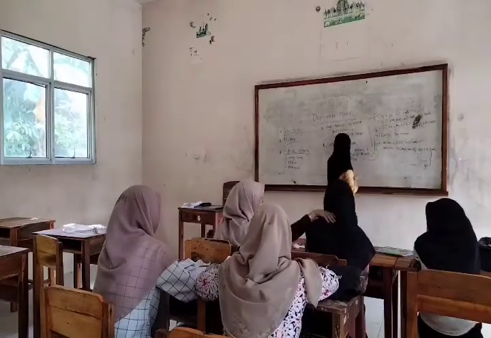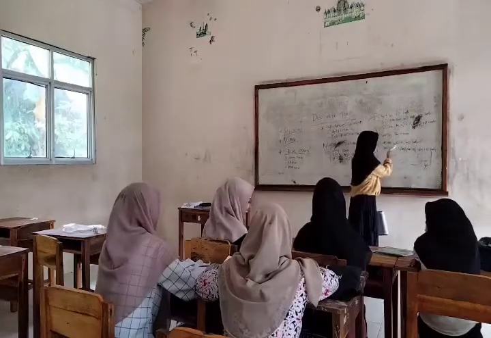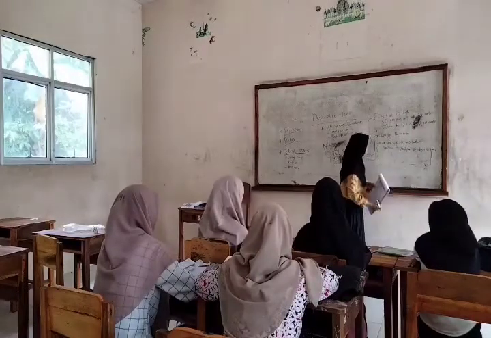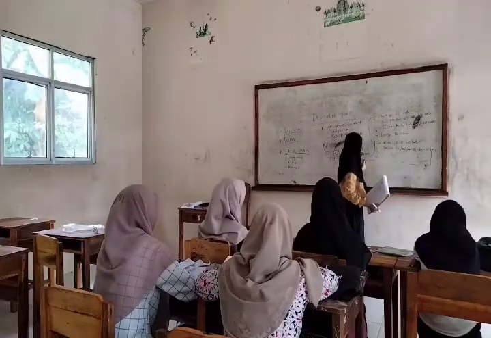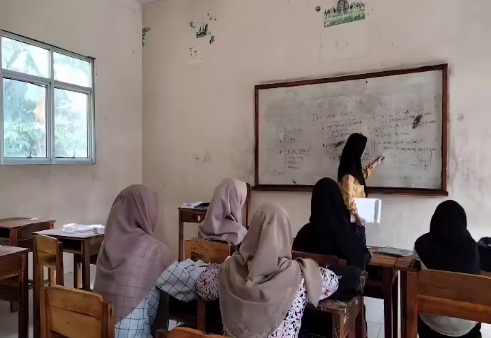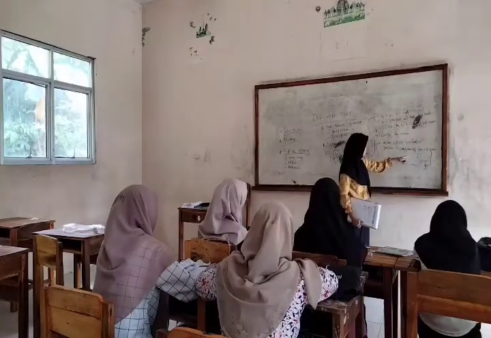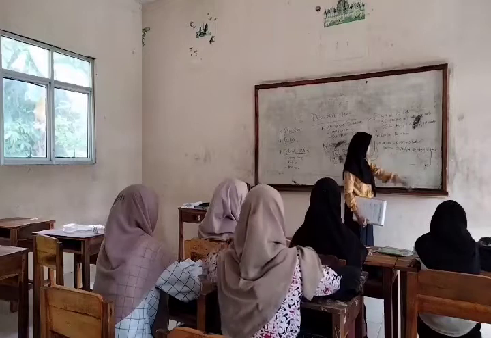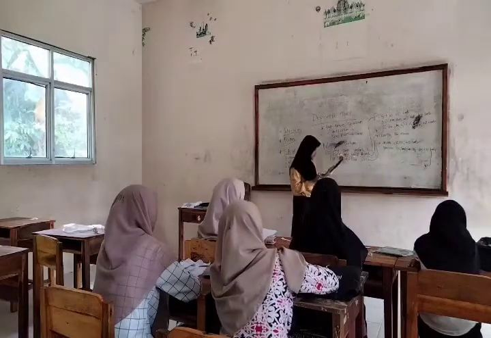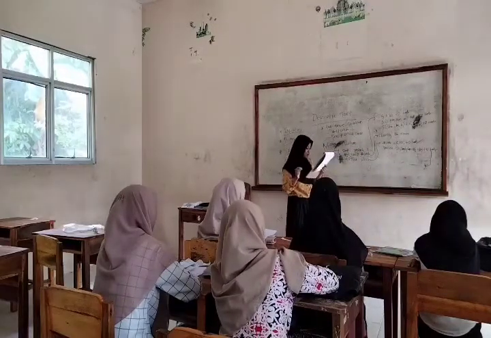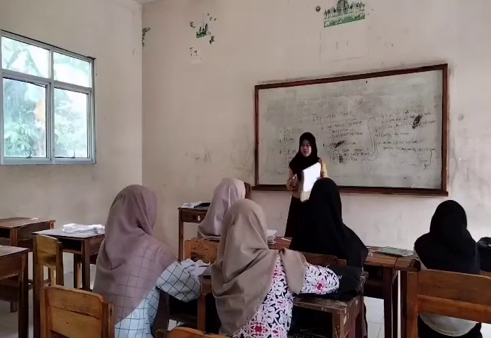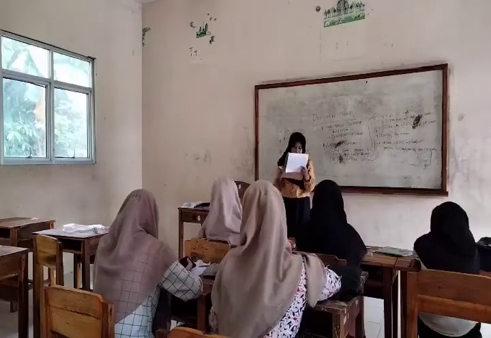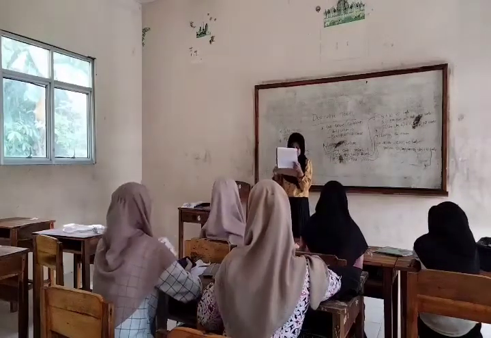The formula of the active voice: subject plus verb 1 plus object plus adverb. While the formula of the passive voice: subject plus am/is/are plus verb 3 plus by plus object plus adverb. And for the example of using present passive voice, you can see in the module. Please open the 10th page.